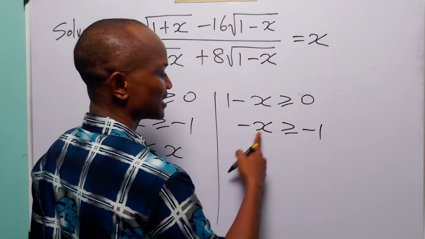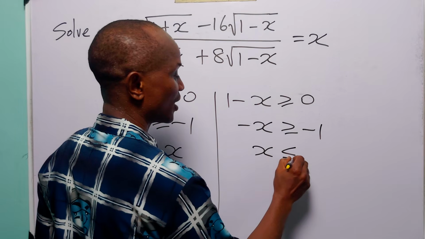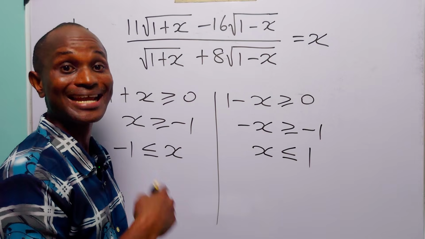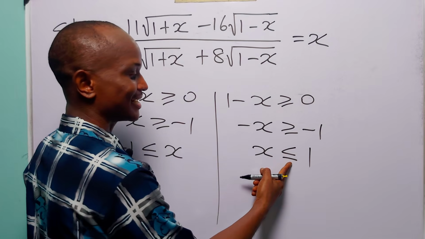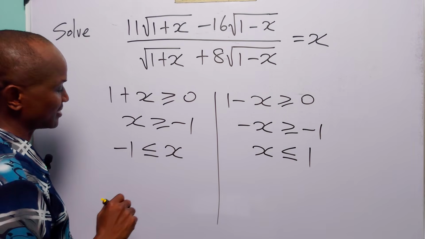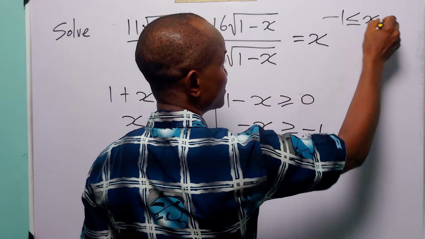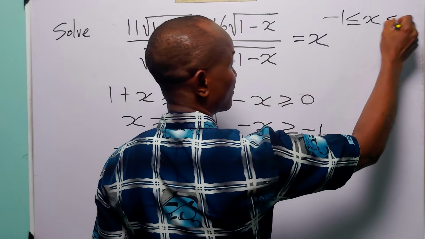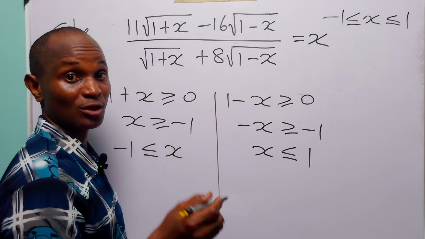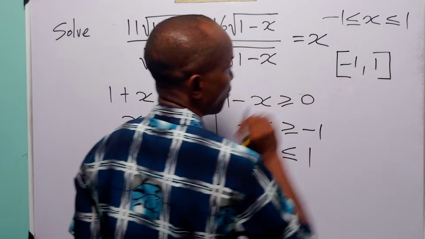And when we multiply both sides of this inequality by minus 1, we have that x must be less than or equal to 1. Of course, you know that when we multiply both sides of an inequality by a negative quantity, the sign is flipped. So when we combine these two conditions, we have that minus 1 must be less than or equal to x, which must be less than or equal to 1. So the solution to this radical equation must fall within the range minus 1 and 1.